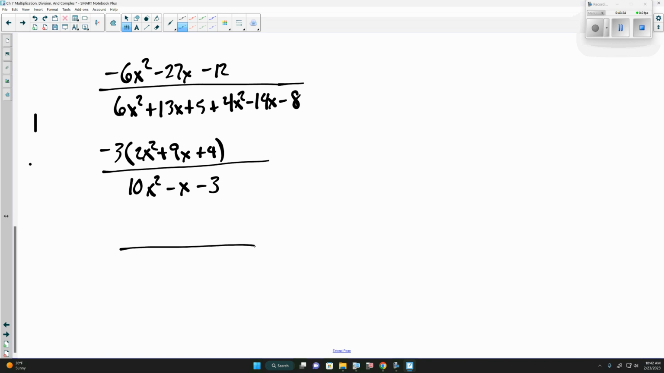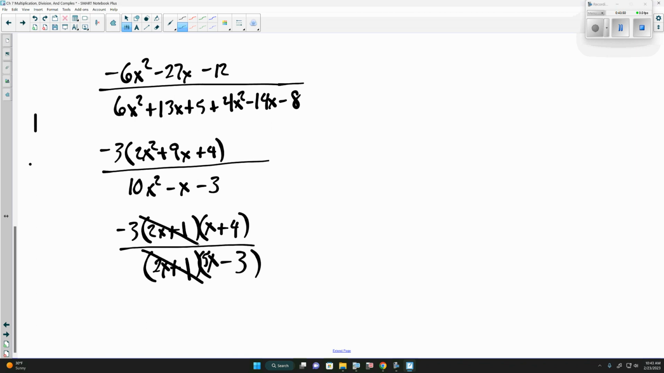And then if we factored the numerator, because we would have plus and plus, 2x and x, 1 and 4. The denominator would be two sets of parentheses, plus and minus. And we would have a positive 2x and 5x with the negative, 1 and 3. These would cancel, telling us that we have negative 3 times x plus 4 over 5x minus 3. If we got all the way to the end.